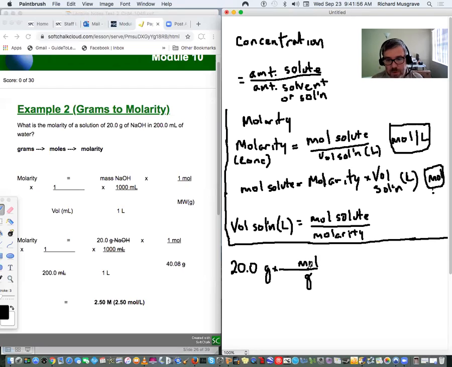Now I need a relationship between moles and grams. So it'd be 1 mole, and the number of grams would be 40.08. Now what does that represent? Well, it represents the molecular weight of sodium hydroxide. So you can see that by doing that, we're now at moles. The next thing we need to do is we know we need moles per liter. So we know we're going to have to divide by the volume. Now to divide by the volume, I'm going to do times 1 over 200.0 mL.